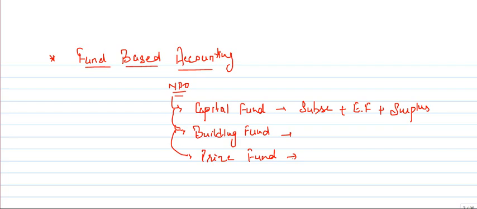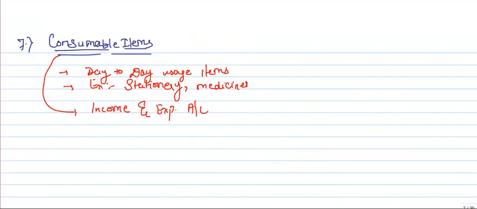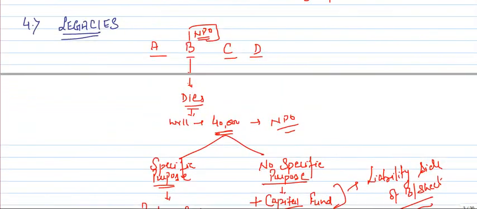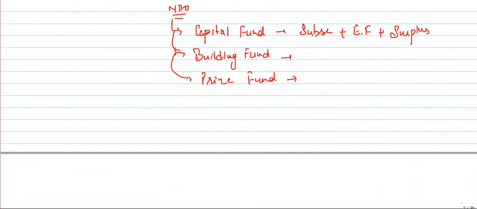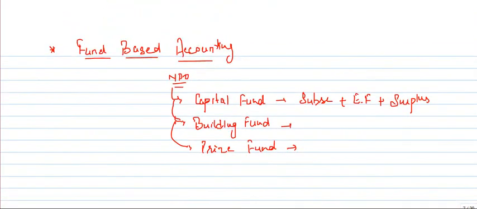Now we have discussed that if donations are received for a specific purpose, then they should be added to the specific funds, like we discussed in donations. We discussed the building fund there, along with government aids and legacies. So if the donation is received for a specific purpose, like donation for building, then it should be added to this fund. Similarly, if the donation is for the prize fund, it should be treated accordingly.